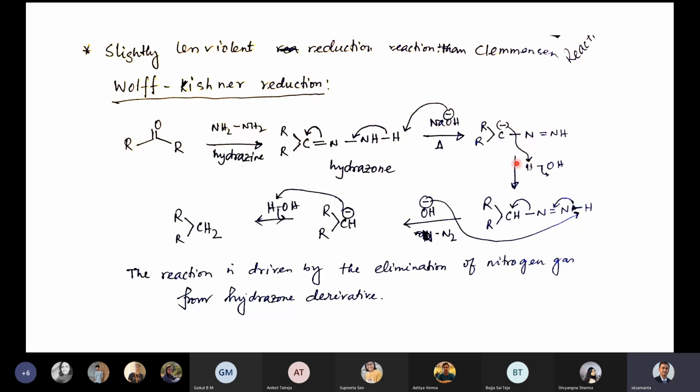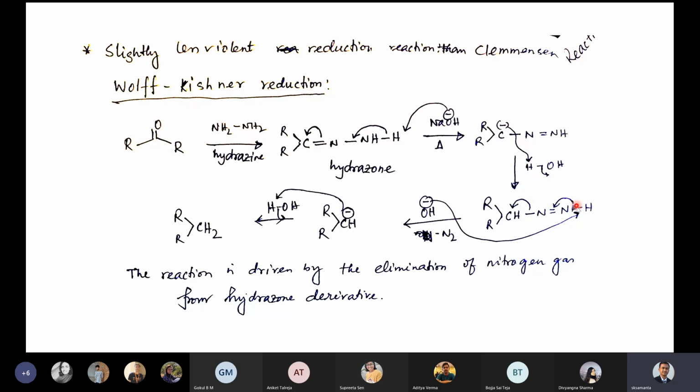You generate water in the first step, or also this NaOH will be dissolved in water. So you have the water in the medium. This negative charge takes a proton from water to form this one. Then again you have NaOH in the medium. So this NaOH will take another proton that is there.